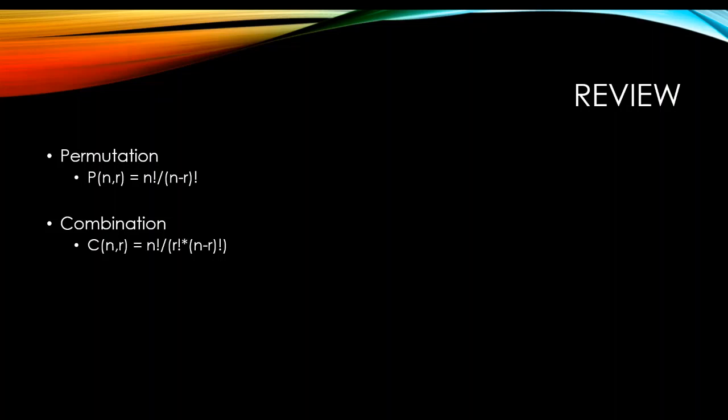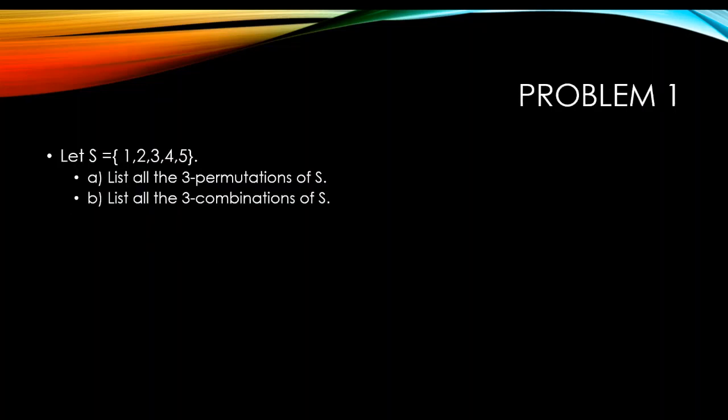Now let's move on with solving problem number 1. Let set S contain 1, 2, 3, 4, 5. We're going to list all the 3-permutations of S and all the 3-combinations of S. It means we're going to get 3 elements from set S and create a pattern for the permutation and for the combination. Before we list the patterns, we get the number of patterns first that could be derived from the given set S.